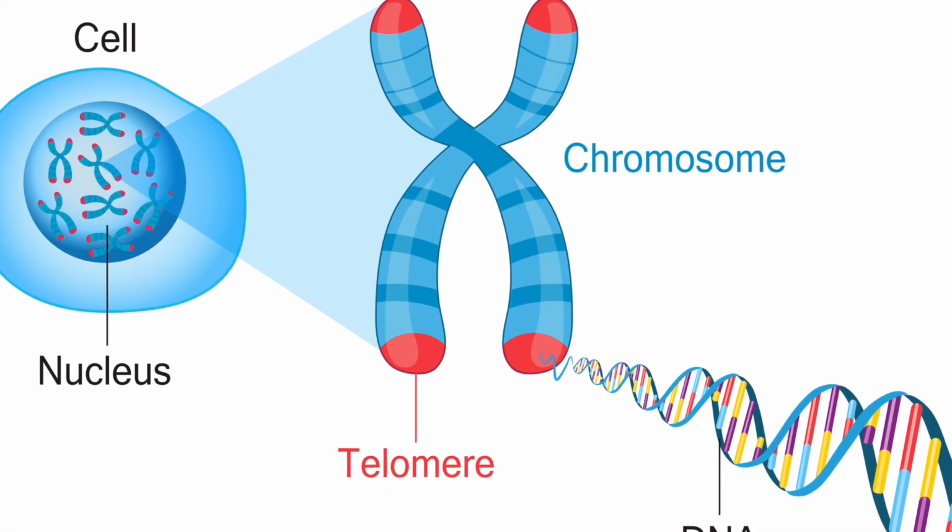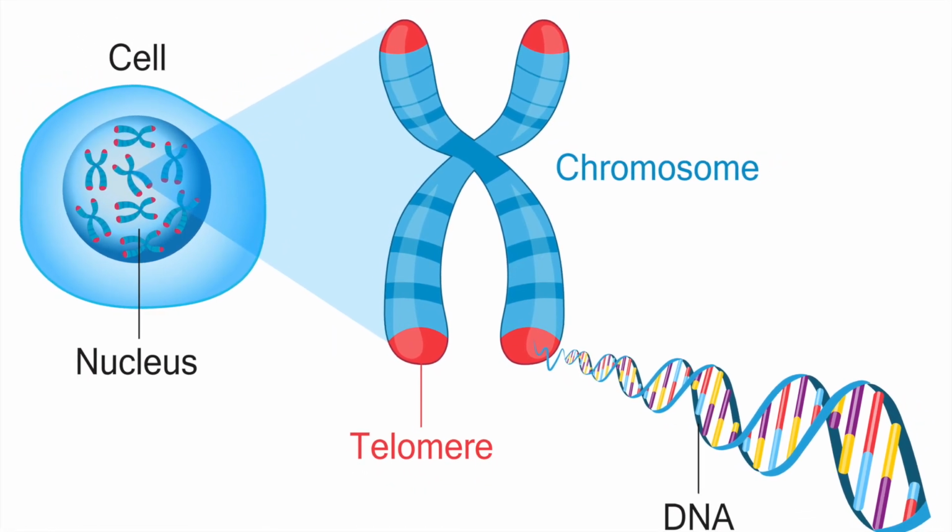First, let's look at genes and what they actually are. Within the nucleus of each cell, we have what are called chromosomes. And a chromosome is a long strand of deoxyribonucleic acid, or DNA. DNA carries a unique genetic code for each species.